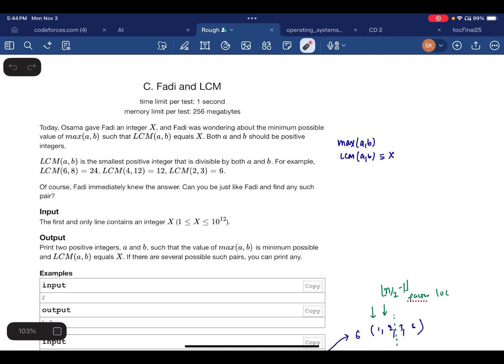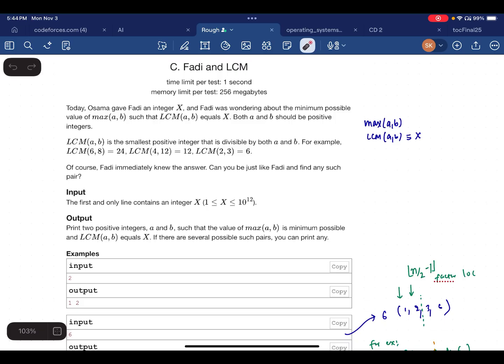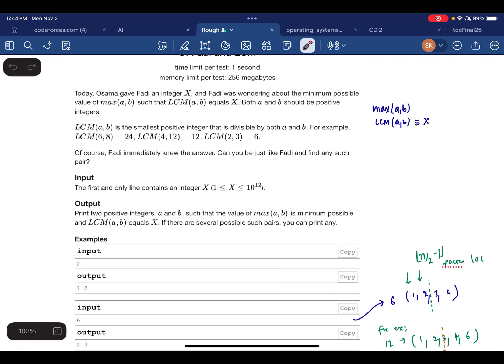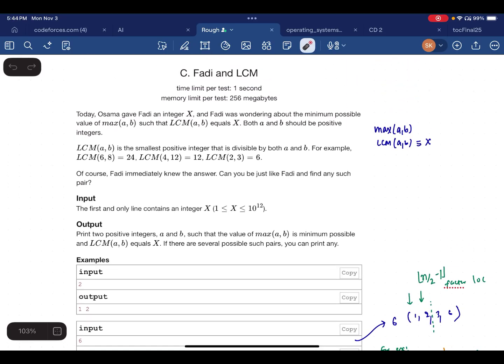So this is the problem we are solving currently. In this problem we are given an integer x, and we have to find the minimum possible value of any two values a and b, where the LCM of a and b will be that integer which we are given, and that a and b should be close to each other.